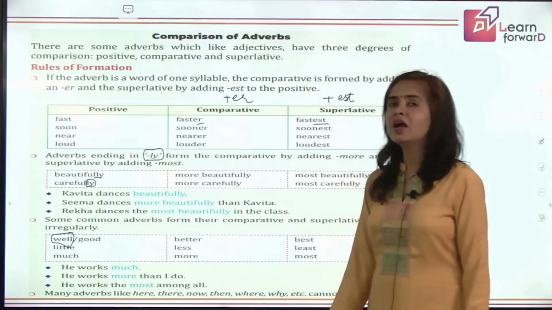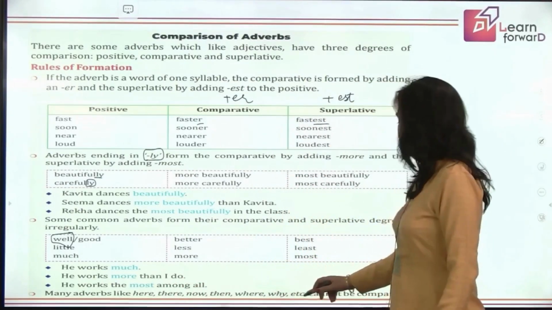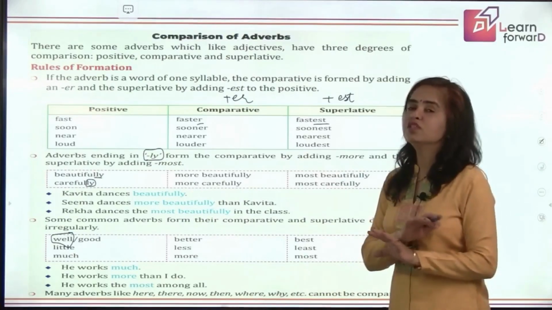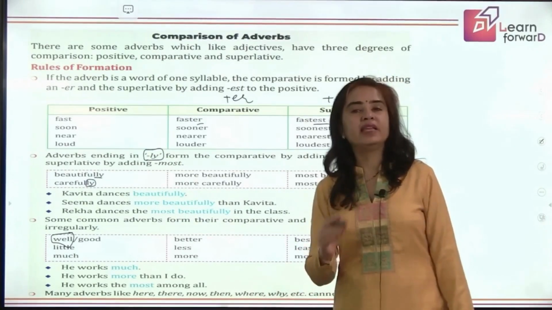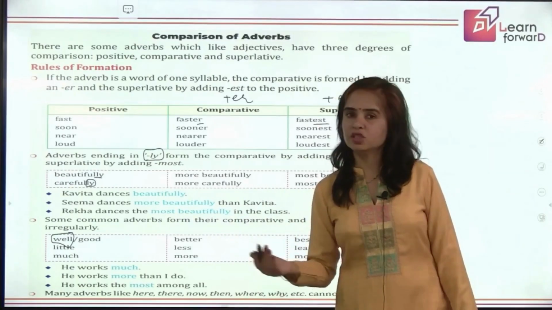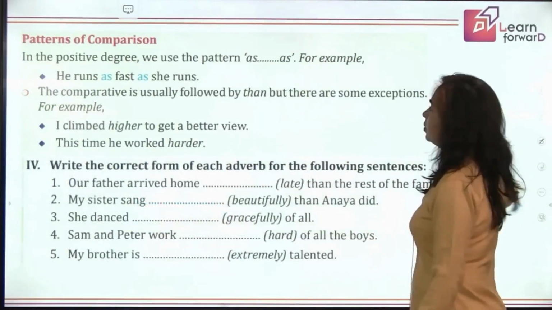Now there are some adverbs like here, there, now, then, where, why, etc., for which we do not have any comparison. So they do not have any degrees, 3 degrees formation as such, right? So you just need to remember.